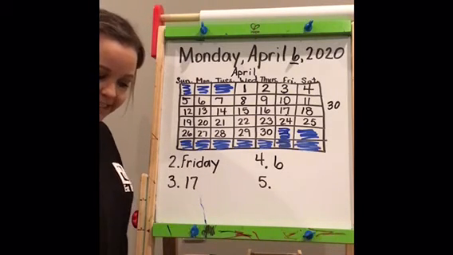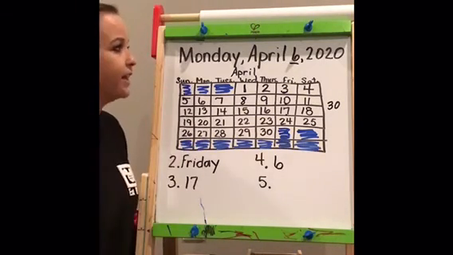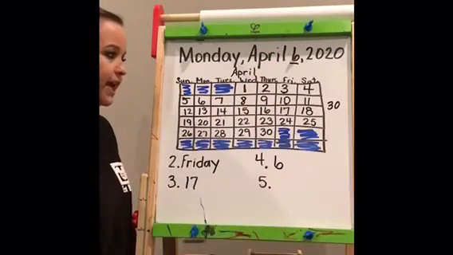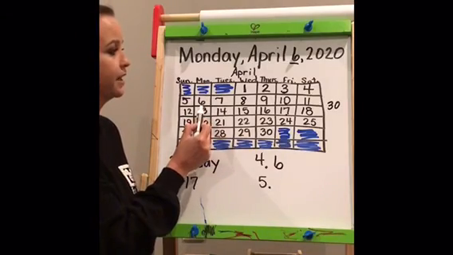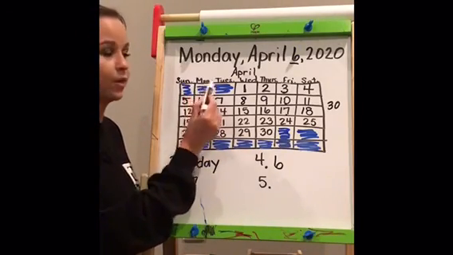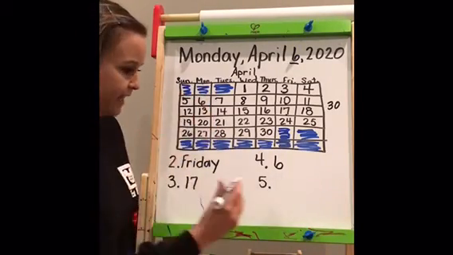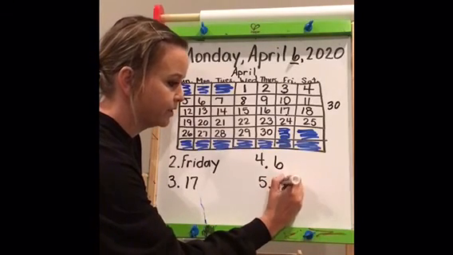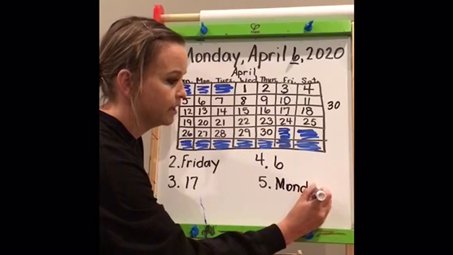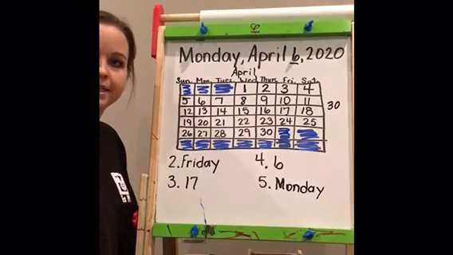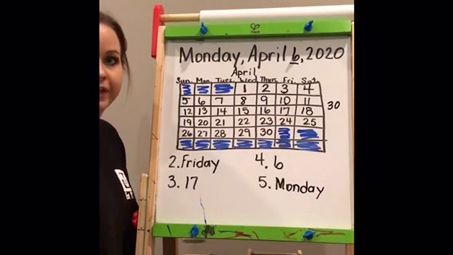And then it says, what day of the week is today? Well, if it is the 6th, let's locate our 6. And then remember, when we go to see what day of the week it is, we move up. It is what day? Monday. Very good. So capital M-O-N-D-A-Y. It is Monday. Very good, boys and girls.